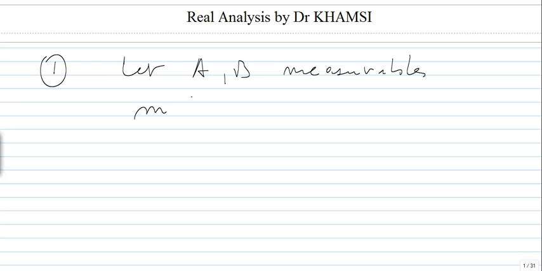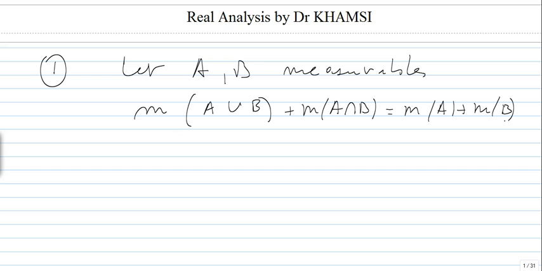So in this problem, we continue playing with measurable sets and try to understand their properties. The first one is a classical one, and it tells us that if we take two measurable sets, we want to show that the measure of A union B plus the measure of A intersect B is equal to the measure of A plus the measure of B.